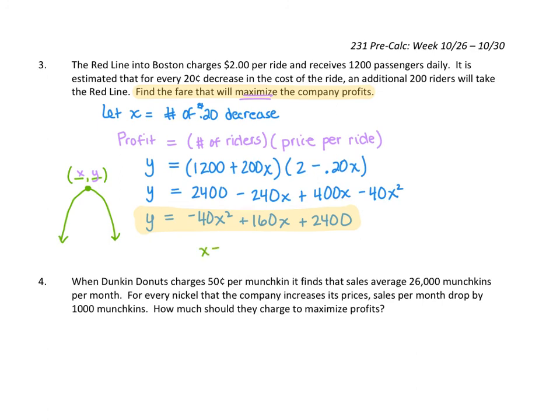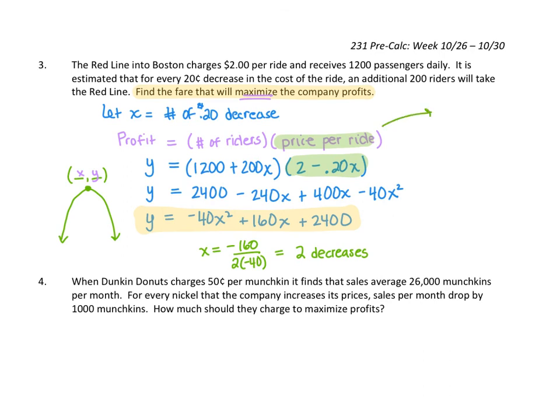I want to do x-coordinate is negative b, so negative 160 over 2a. Okay, so that's going to give me positive 2. 2 decreases. That means I should decrease the price by 20 cents twice. Okay, and the question is, find the fare. How much should I charge? Well, if I decrease it by 20 cents twice, it's going to be minus 40 cents, so $1.60. And you can actually get that by plugging it back in to this expression, 2 minus 0.20x, because we defined it as the cost per ride.